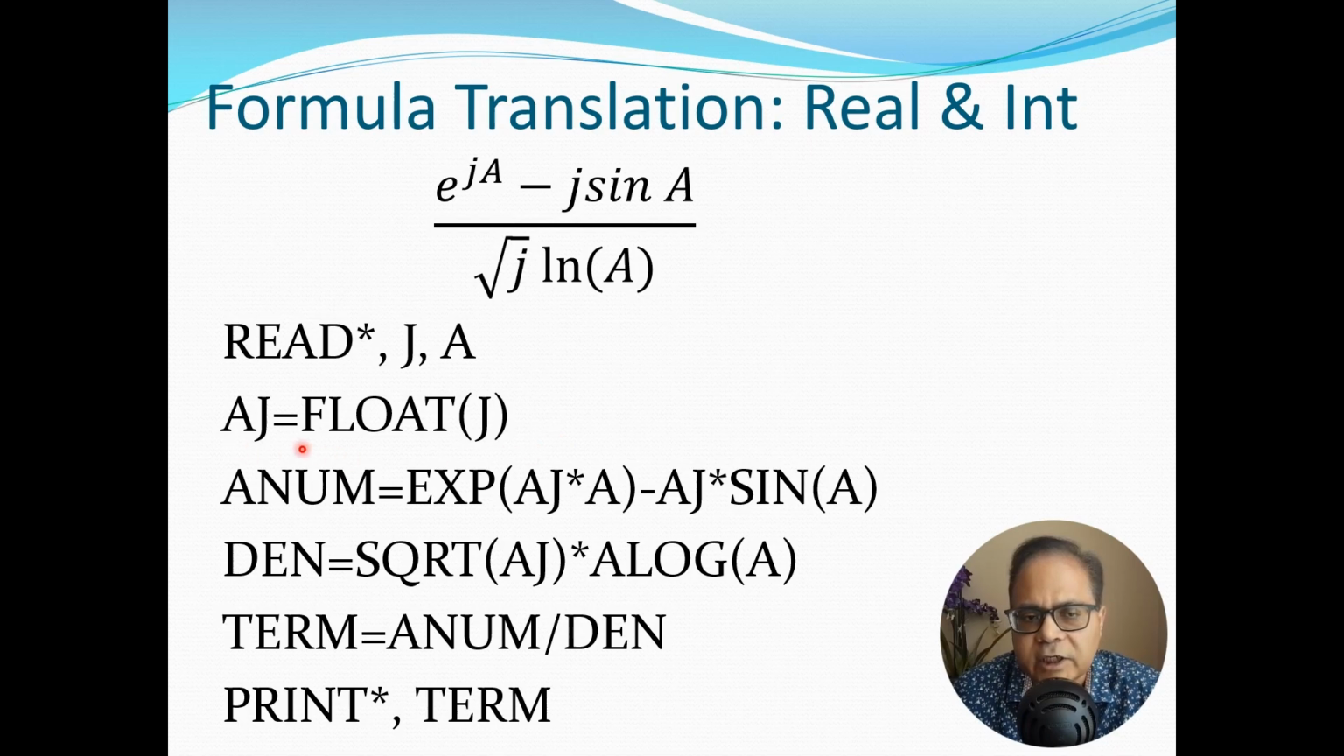So I say aj is float j, and of course I have also made it very clear that aj is a real number by starting with a. Then I get the numerator as exponential aj into a, that is this j into a minus aj into sine a, and denominator as square root of aj into a log a, and then I get the term as numerator divided by denominator, and I print this term.